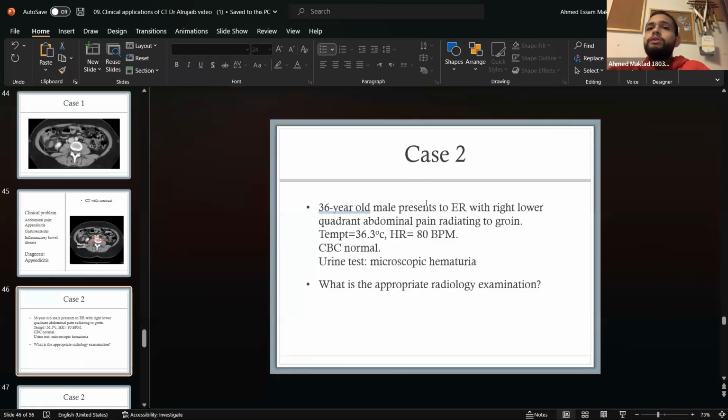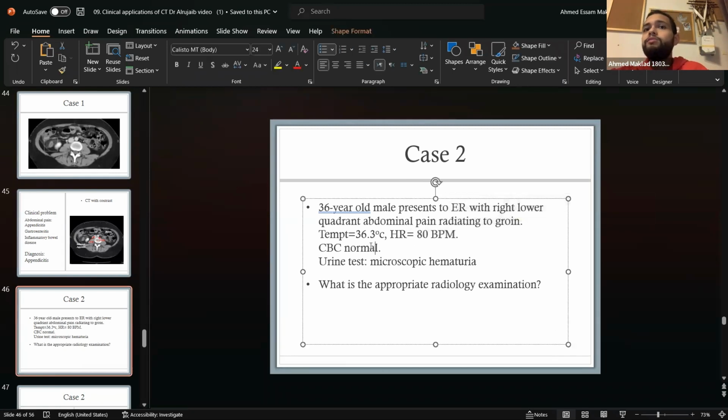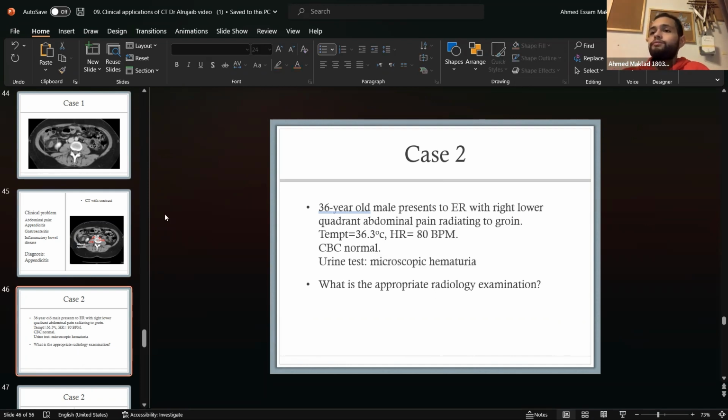So for case 2, it's a 36-year-old male who presents to the ER with right lower quadrant abdominal pain that radiates to the groin. The temperature is 36.8, heart rate is 80, CBC is normal, and urine test shows microscopic hematuria. What is the radiological examination? CT without contrast. What do you guys think the patient has? Yeah, the patient has stones, all right?